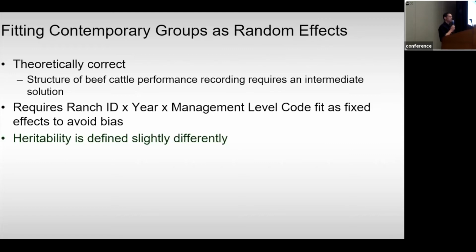What I would say, though, in terms of fitting contemporary group as a random effect is it changes maybe the way we define heritability. So heritability, if you think about it as the additive variance over the phenotypic variance, that phenotypic variance when we fit a fixed effect of contemporary group has the contemporary group adjusted out. If we fit contemporary group as random, then it would make sense that heritability is the additive variance over the additive variance plus the contemporary group variance plus the residual. And so we've got to think about which heritability we want to use.